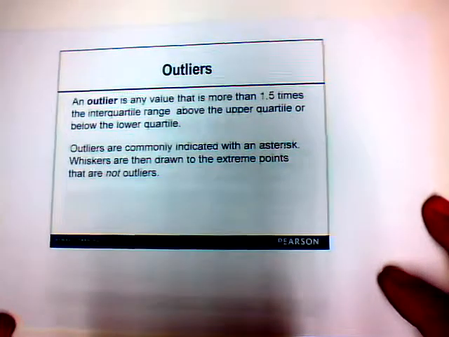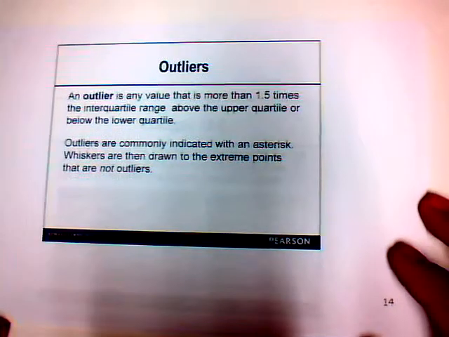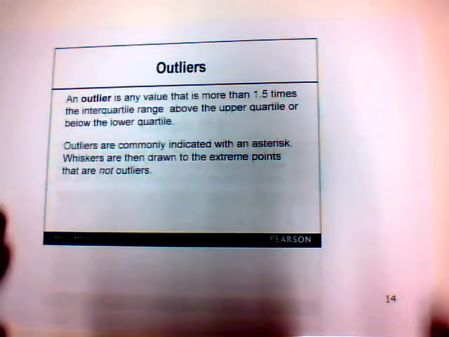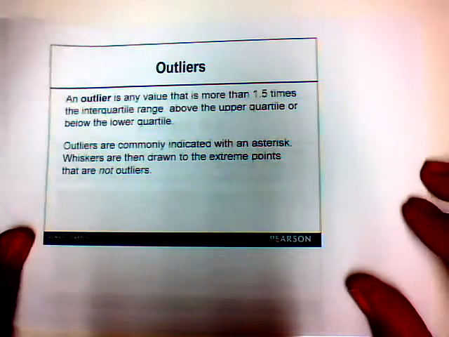An outlier is any value that is more than 1.5 times the interquartile range above the upper quartile, or 1.5 times the interquartile range below the lower quartile. We usually indicate an outlier with an asterisk. Whiskers are then drawn to the extreme points that are not outliers.